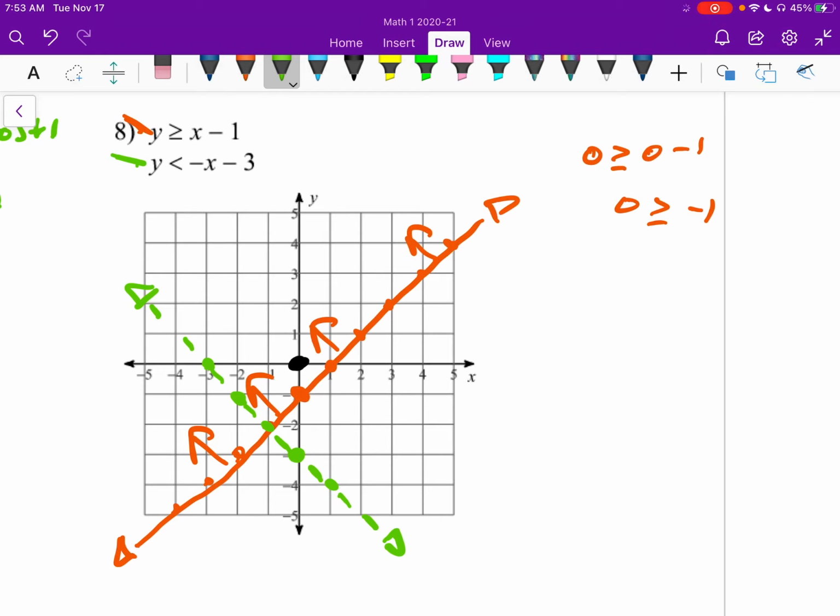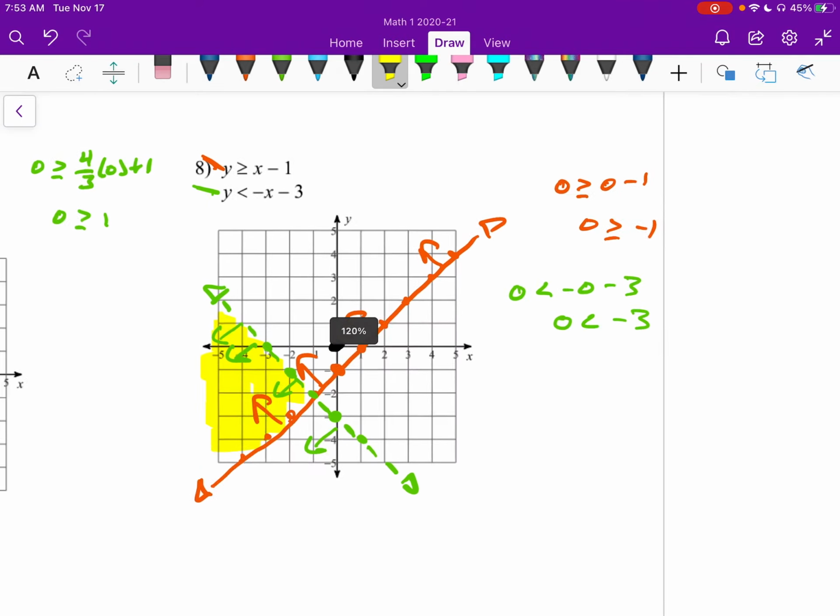The green one, 0 is less than negative 0 minus 3. So 0 is less than negative 3. Well, that's not a true statement. 0 is not smaller than negative 3. So I'm going to shade away from the 0. This one too, I think, is easy to see that we're going to shade that region there. All right, there we are.